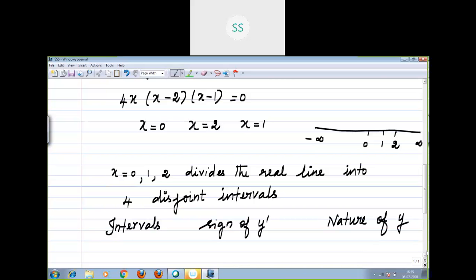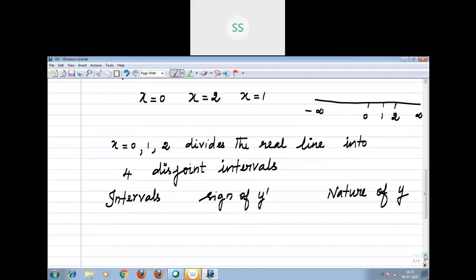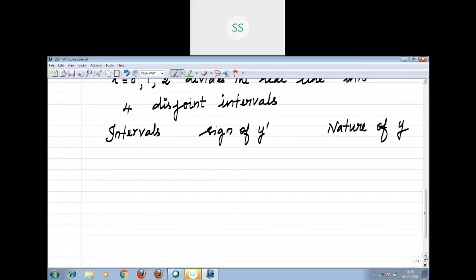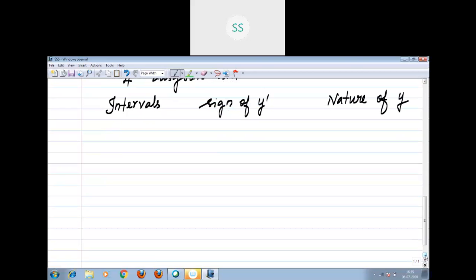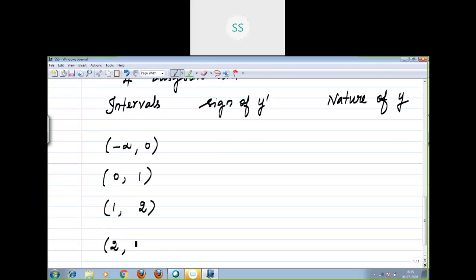You see interval. Right? First interval is what? First interval minus infinity to 0. Next interval 0 comma 1. Next interval 1 comma 2. Next interval what? 2 comma infinity. Right? Now, what is your f dash of x? 4x into x minus 2 into x minus 1.